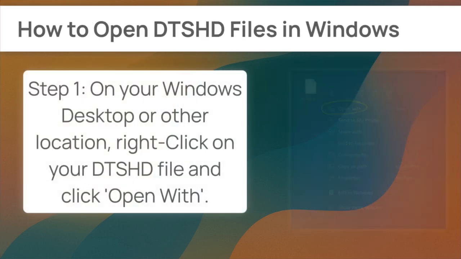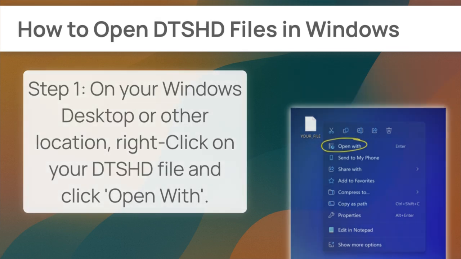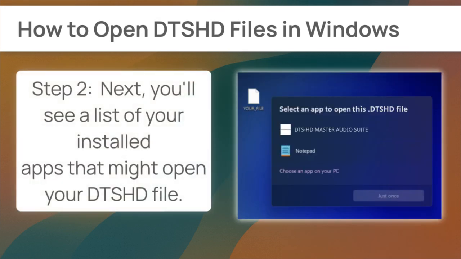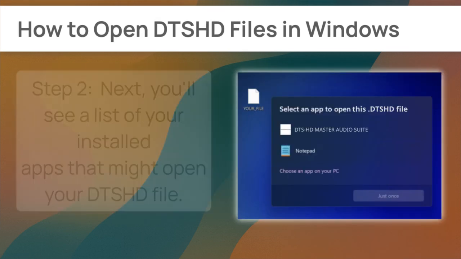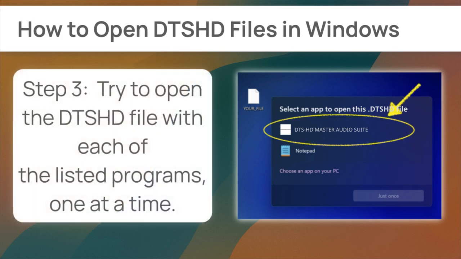To force the file open, right-click your DTS-HD file and select Open With. If DTS-HD Master Audio Suite is an option, test it. If it's not available, choose another program. We are trying to find the specific compatibility bridge.